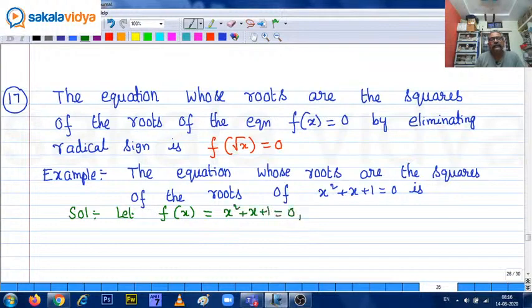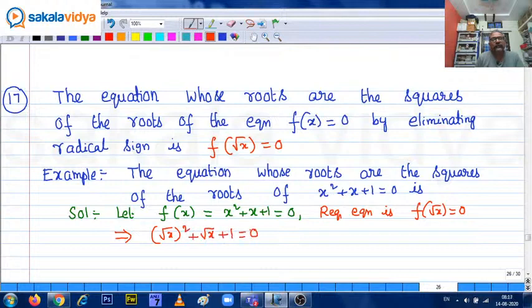Now the required equation is f of root x equals 0. That implies you get root x whole square plus root x plus 1 equals 0. So x plus root x plus 1 equals 0. Transposing root x to that side, x plus 1 is equal to minus root x.